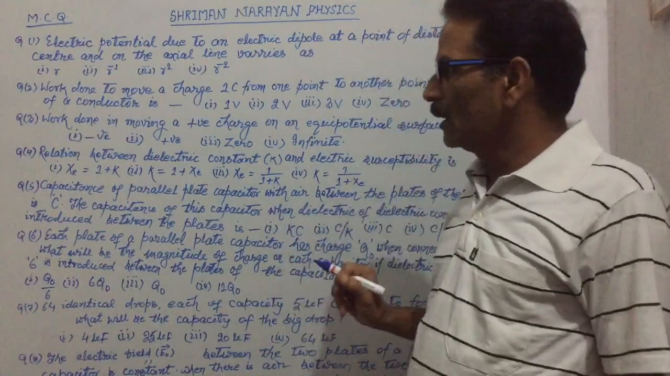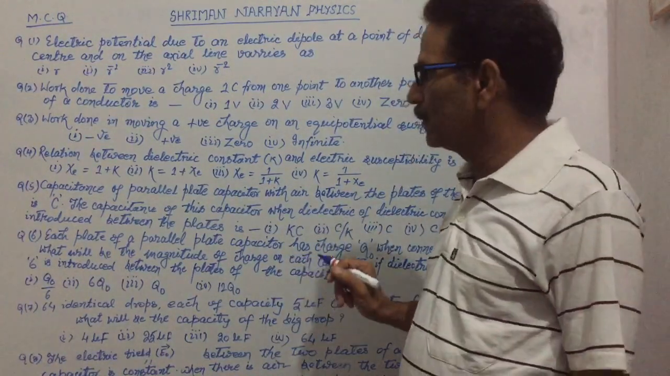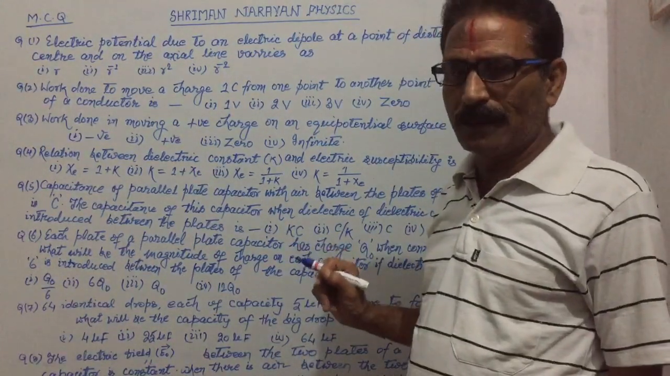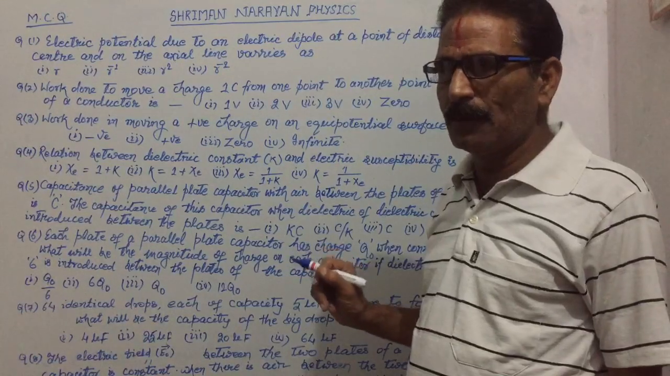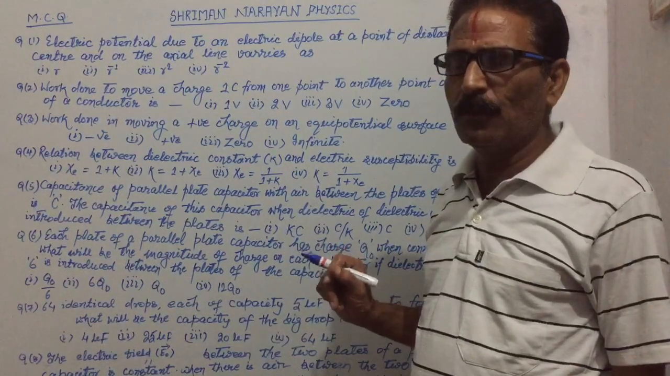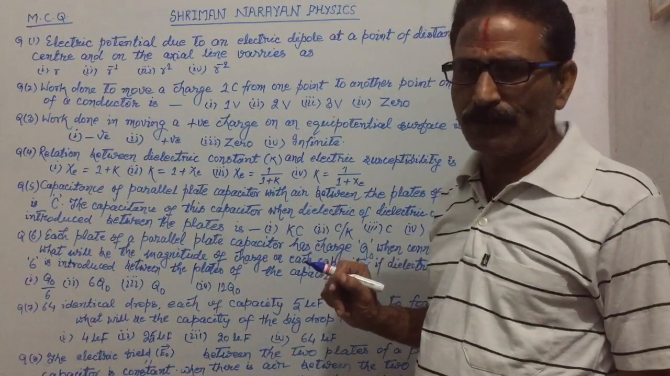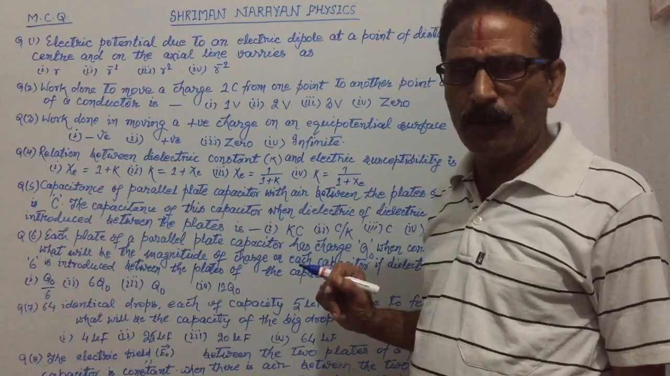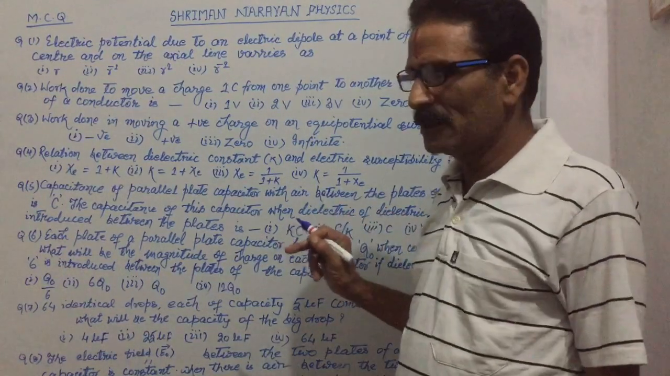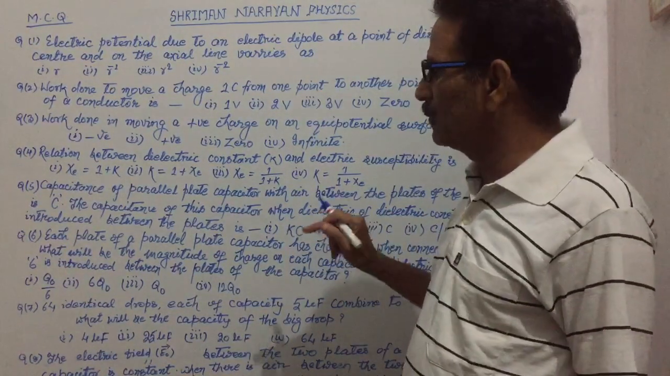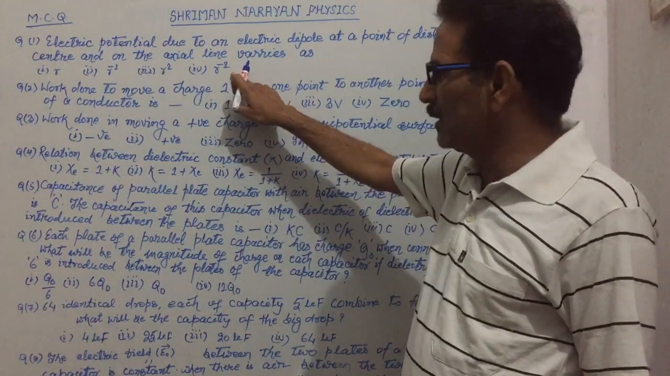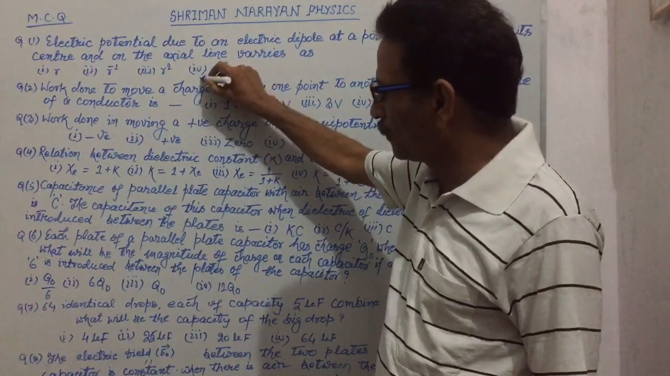You know very well, if the observation point lies on the axial line, then in that situation the value of electric potential due to an electric dipole is given as V equals P by 4 pi epsilon naught into r square, where the symbols have their usual meanings. I mean to say the denominator is r square, that is, it is inversely proportional to the square of the distance. So the correct option is the fourth.